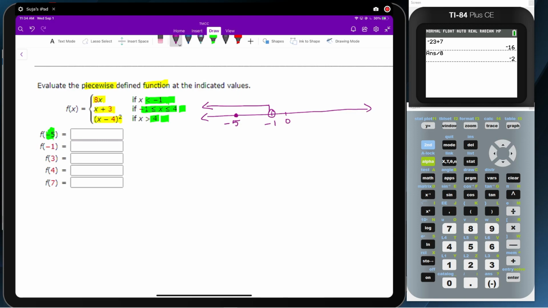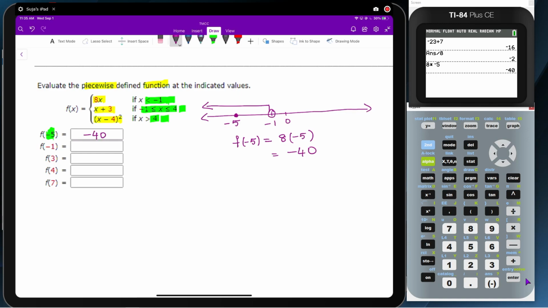So when I'm finding f of -5, I have to go to my first piece, which is 8x, 8 times -5. So 8 times -5 is just -40, right? This is the answer for the first piece.